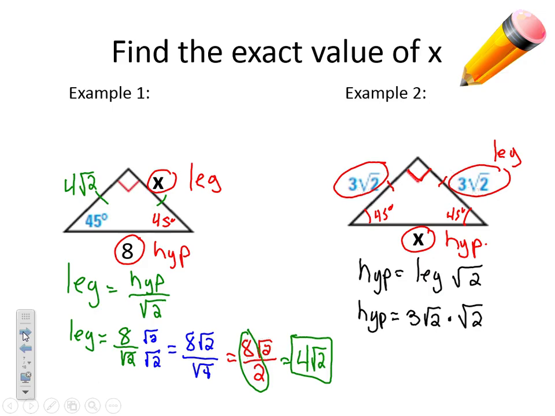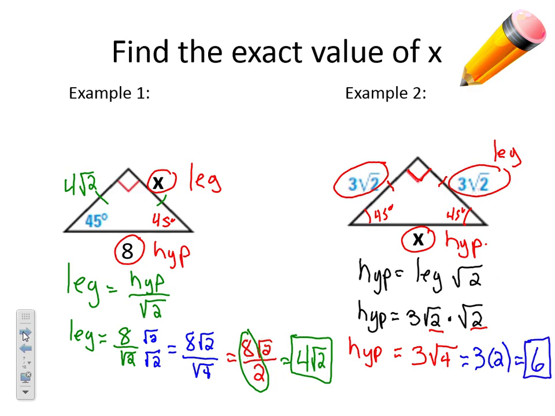So if I multiply these together, I'm going to take 3, and then the square root of 2 times the square root of 2 is the square root of 4. So my hypotenuse equals 3 square roots of 4. But I can simplify this, and I'm going to get 3 times 2, which is 6. So my hypotenuse on this one is going to equal 6. So those are our 2 examples of 45, 45, 90, which we are going to be using a lot. So make sure you know how to do that part, all right?